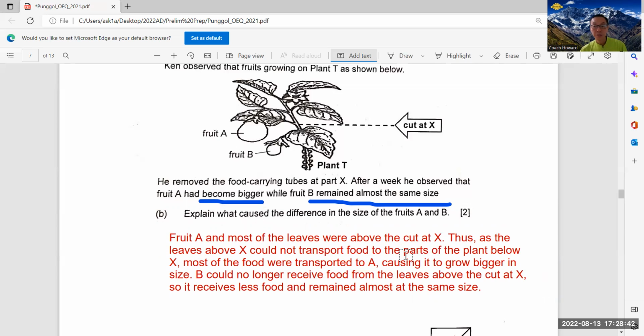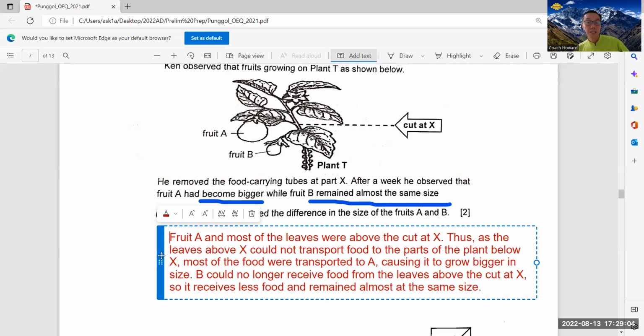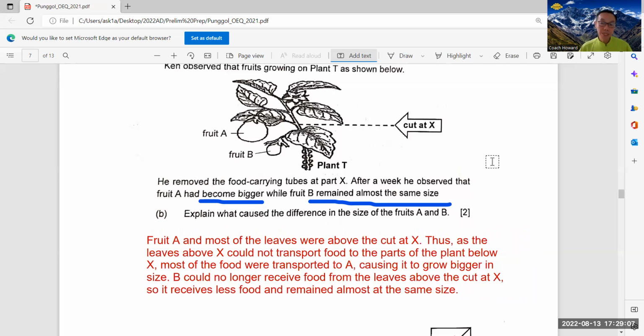Most of the food were transported to fruit A because B is below the cut, causing it to grow bigger in size. Okay, B could no longer receive food from the leaves above the cut at X, so it received less food and remained almost the same size. Okay, for these sort of questions, as long as you mention clearly to the examiner that you understand that if you make a cut of the food carrying tubes below a certain portion, that portion cannot receive the food made by the leaves, they will give you the marks.